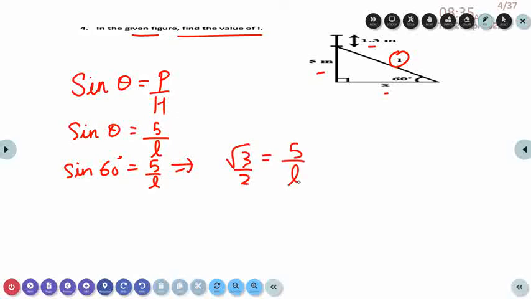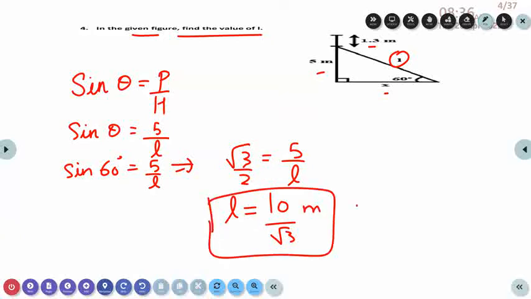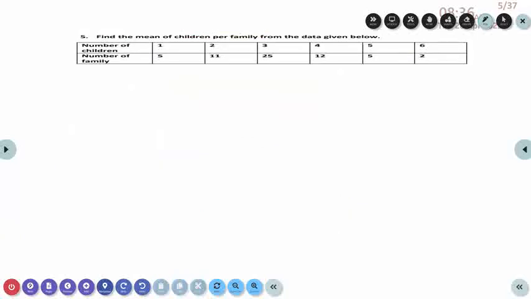Now next, question number 5. Find the mean of children per family from the data given below. So this is the data which is given: number of children and number of families. The values are given, and we have to find the mean of this data.